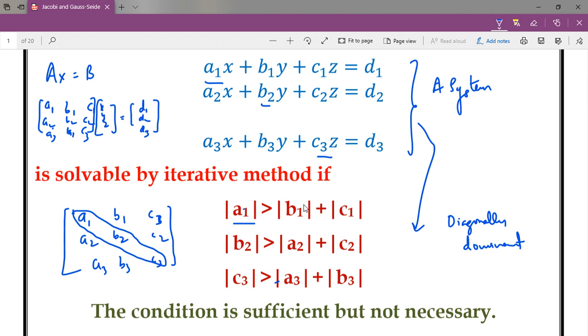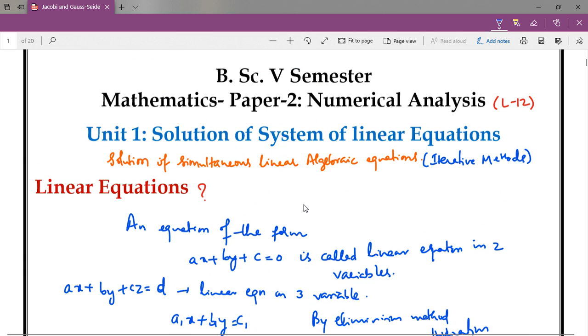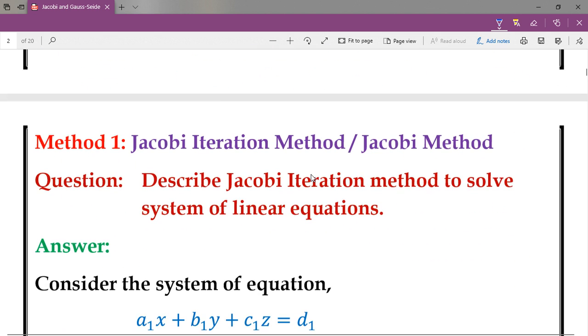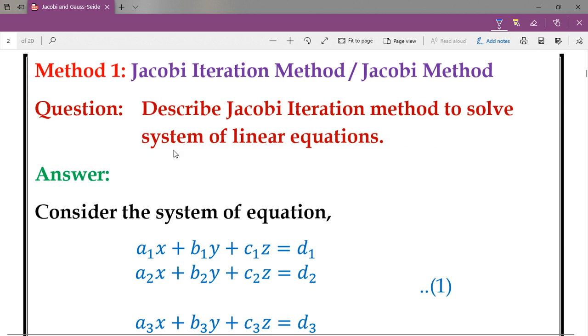So in these iterative methods of solving simultaneous linear algebraic equations, we have two methods in our syllabus. The first one is the Jacobi iteration method or Jacobi method. The question will be asked like this for 5 marks: Describe Jacobi iteration method to solve a system of linear equations. This question may be asked sometimes for 5 marks.